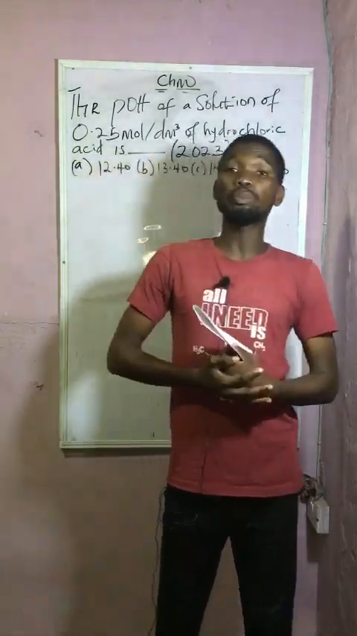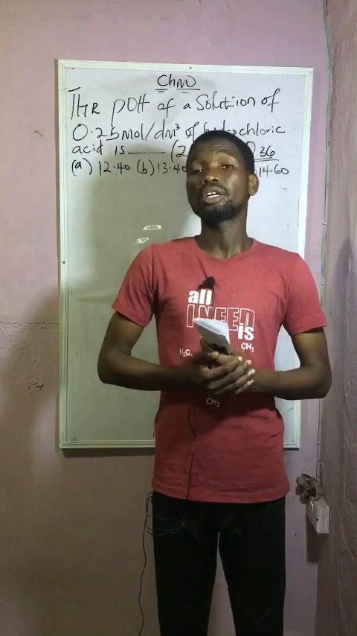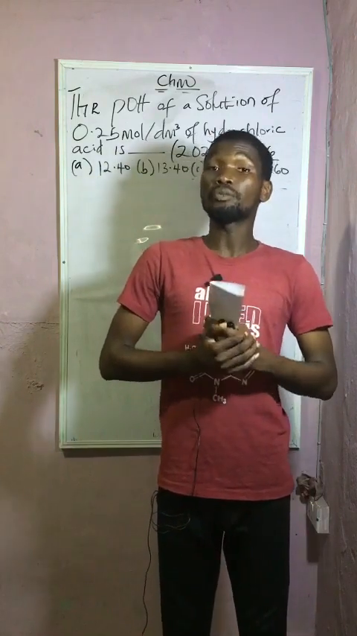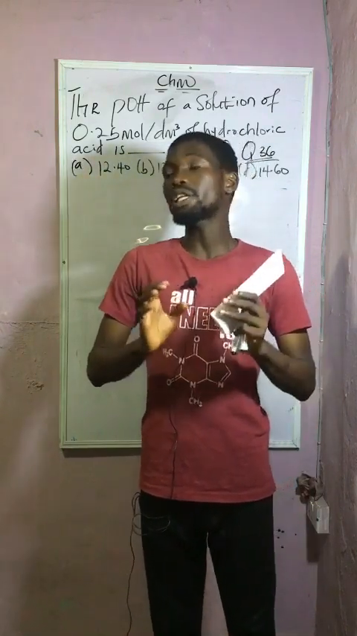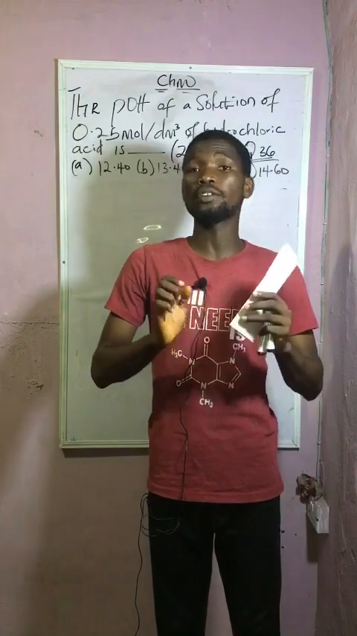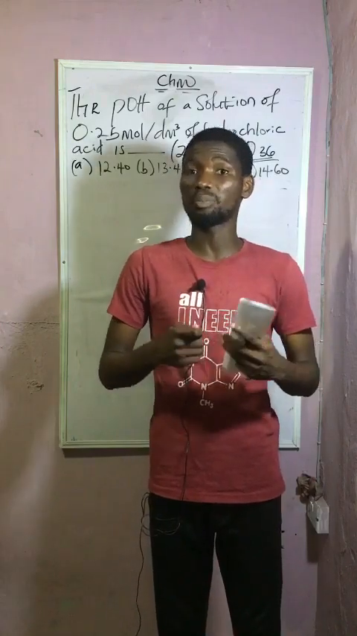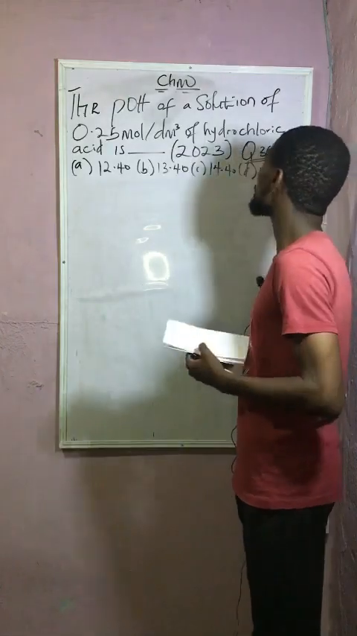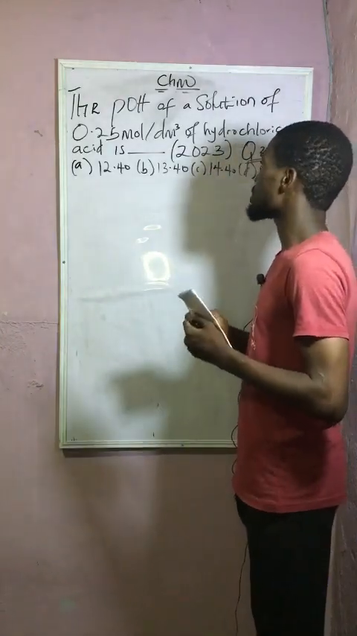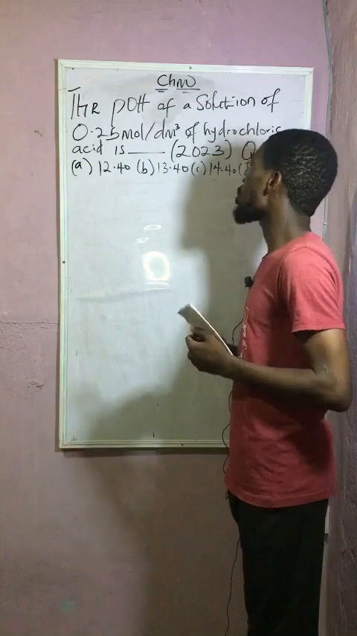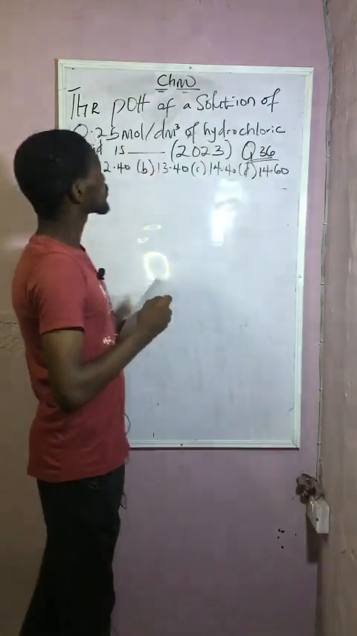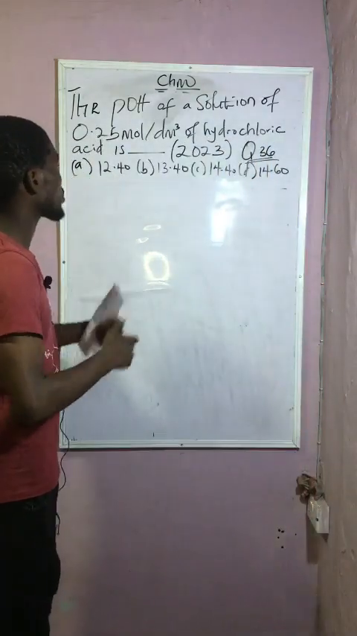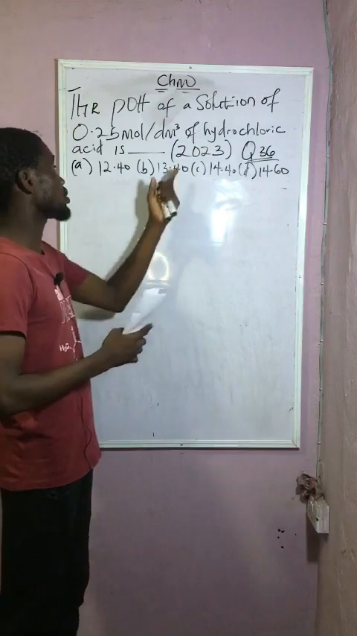Today's episode is based on the pH scale, and why am I dropping this video on pH scale? Basically, there are many JAMB students out there who find it difficult to understand the concept of pH. So, looking at the question on the board: the pH of a solution of 0.25 mole per dm cube of hydrochloric acid is what? This is a 2023 question.